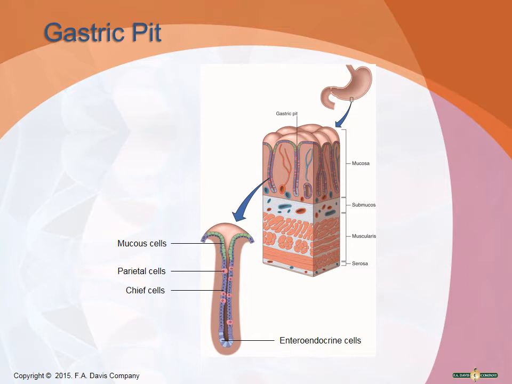There are also, in the bottom of these gastric pits, enteroendocrine glands. And enteroendocrine glands are those that produce hormones. One, gastrin, which we'll talk about at length, and two, ghrelin. One of the things with ghrelin is that it triggers the part of the brain responsible for hunger, the hypothalamus, to increase appetite.